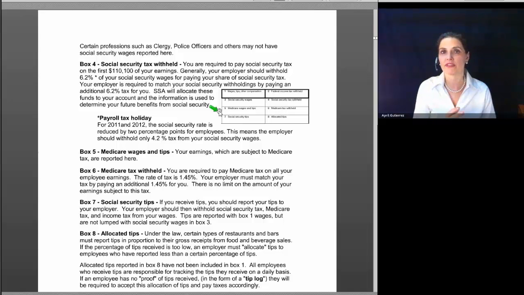So if you're earning $1 million of wage, you're going to see $1 million in Box 5. And then the rate of withholding on the Medicare tax is 1.45%. Both the employee and the employer pay 1.45%, so it means that the true Medicare tax is 2.9%.